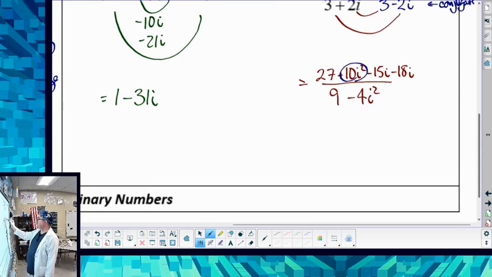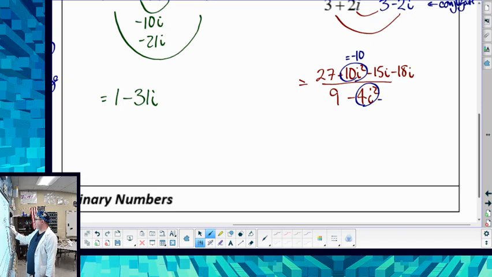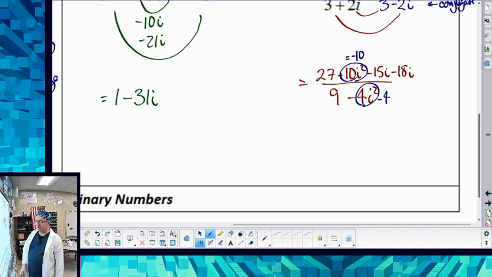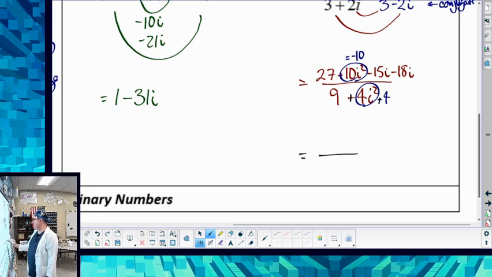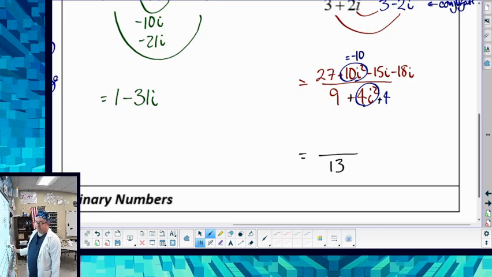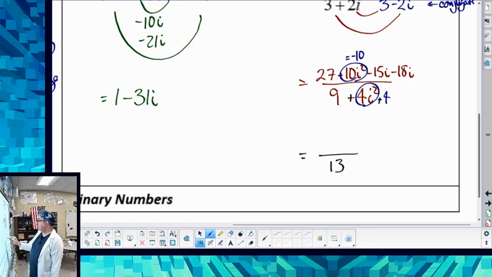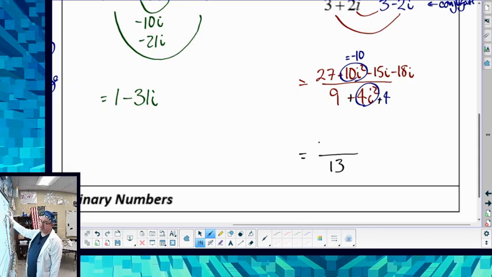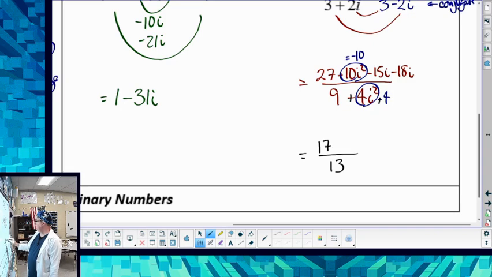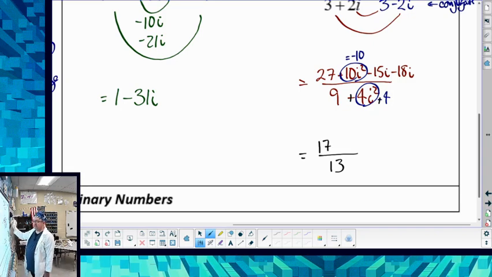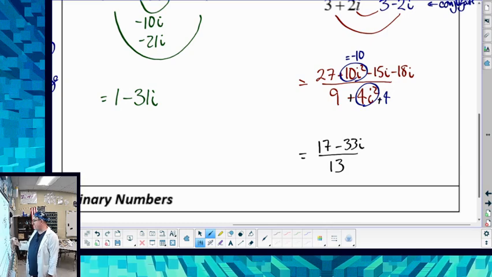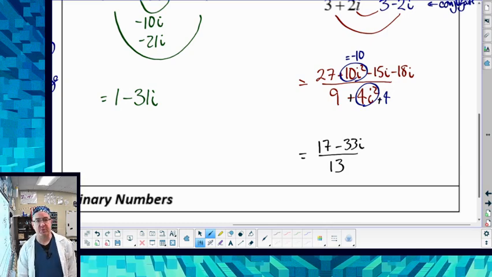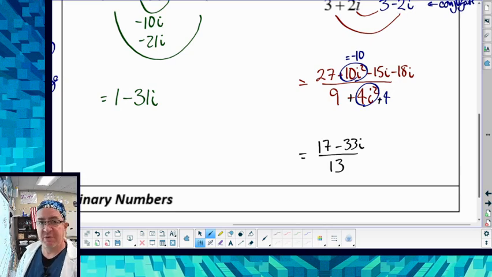This is negative 10. This is negative 4. So now you're subtracting a negative, that's going to turn into adding. So this denominator is going to turn into 13. And on the top, I'm going to end up getting 27 minus 10, which is 17. And then negative 15i minus 18i, which is going to be negative 33i. And then I don't have the i in the middle. Okay? So obviously, a lot of stuff there.